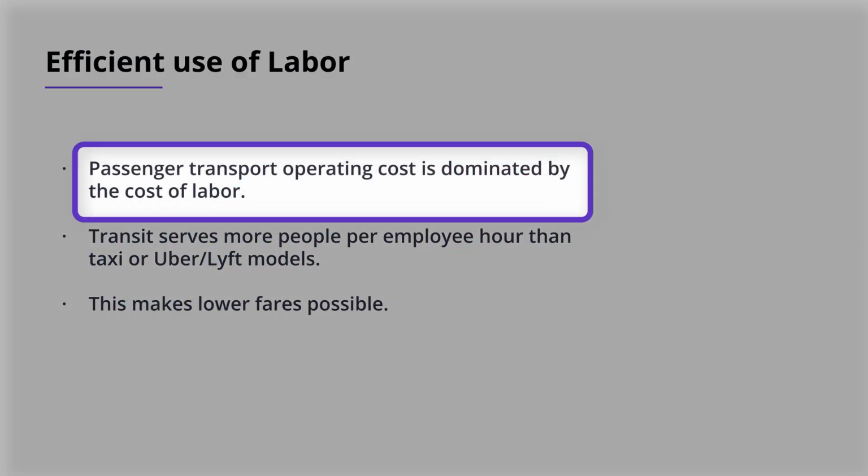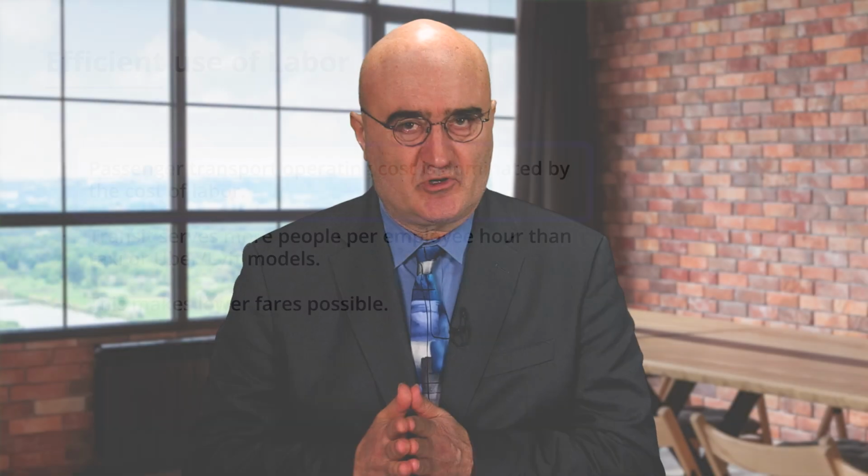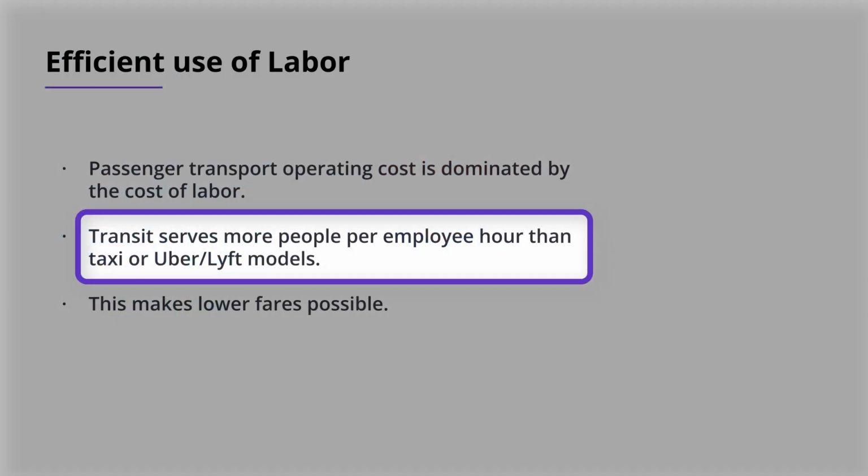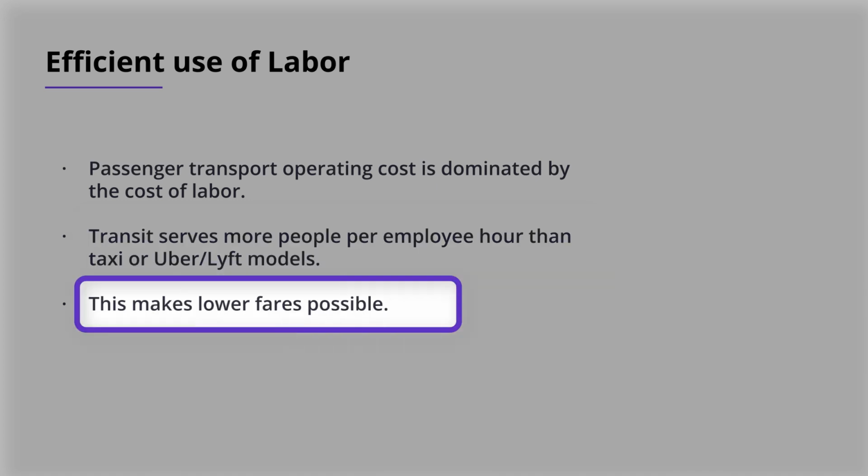Public transport operating cost is dominated by the cost of labor. This is true universally in relatively wealthy countries like the US, Canada, Europe, or the wealthy countries of East Asia. It's a little less true in less wealthy countries where wages are much lower. But if you're working in a relatively wealthy country, you have to remember that labor is the dominant cost. So public transit just serves more people per employee than anything you can do with a taxi or Uber or Lyft model where people are being served individually. And this is what makes transit's lower fares possible.